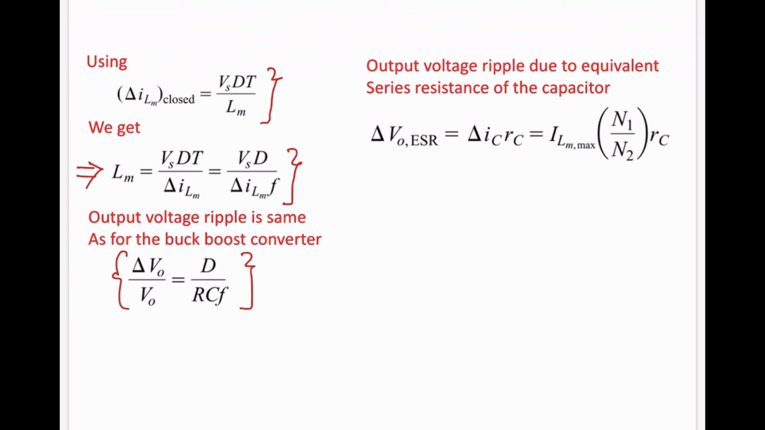And the output voltage ripple due to equivalent series resistance of the capacitor can be calculated by multiplying delta IC with RC, where RC is the equivalent series resistance of your capacitor, and delta I is the current change through that one. So that will give you the voltage change because of equivalent series resistance across the load. So delta IC is this one, the maximum current of your magnetization branch referred to the secondary side by multiplying it by N1 by N2 and then multiplying it by RC.